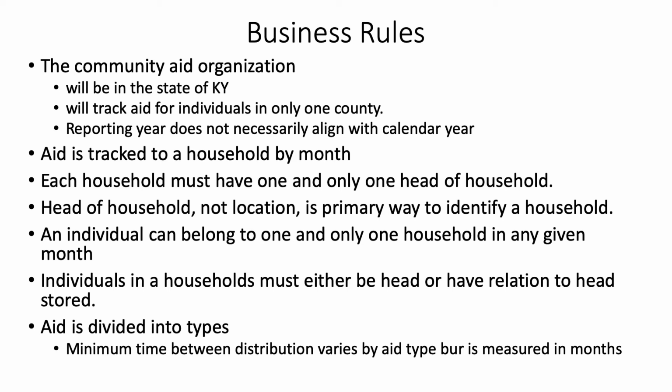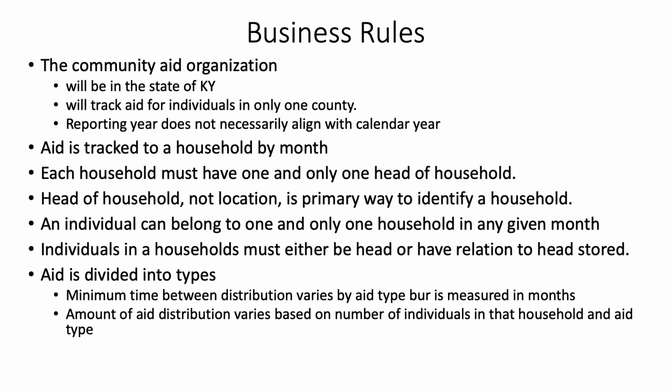Aid is divided into types, and the minimum time between distributions varies by the aid type, but is measured in months. So that was a simplification for us. We don't have to count days. We can just figure out what month we're in, and that again is the type of thing, because you're getting to create your world. Your business rules ought to be nice to you when you think it makes sense.